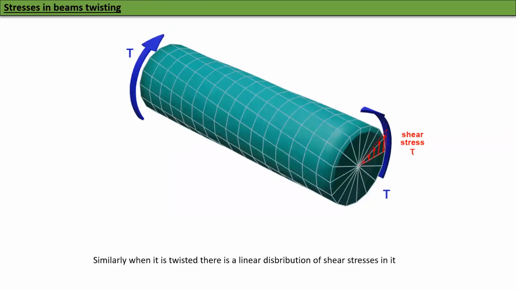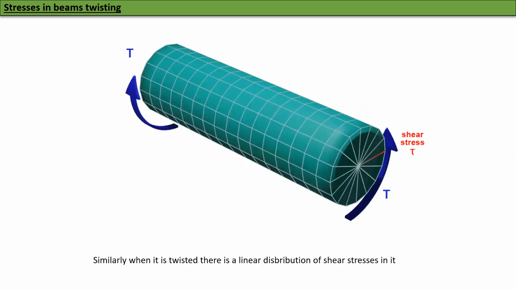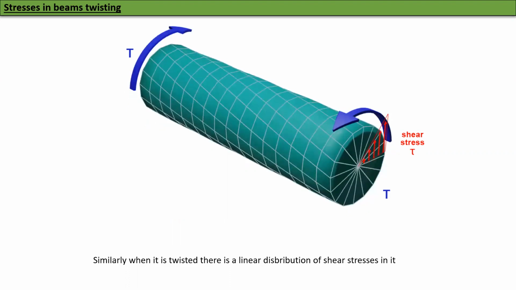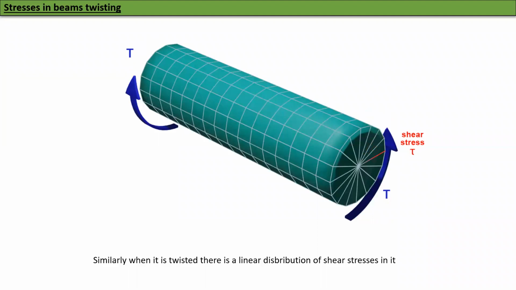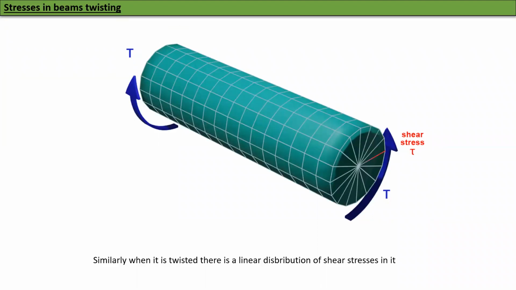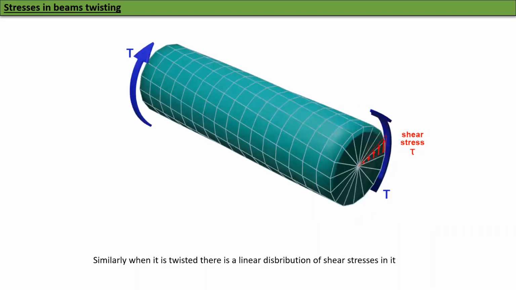Okay. Now, similarly, when I twist a beam, I will get shear stresses, again a linear distribution for circular beams. For non-circular beams, it will not be a linear distribution. It will be much more complicated. Only for circular beams does it happen to be linear, just like for axial loads. But please remember, that's only for circular beams.